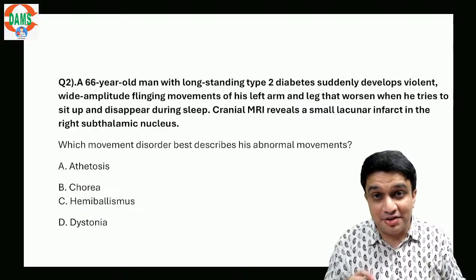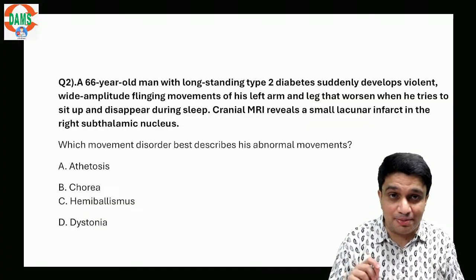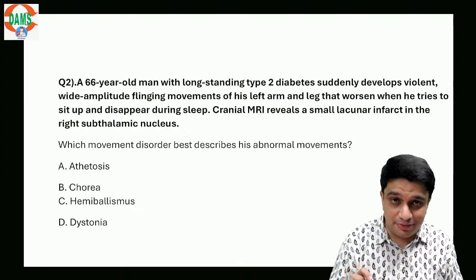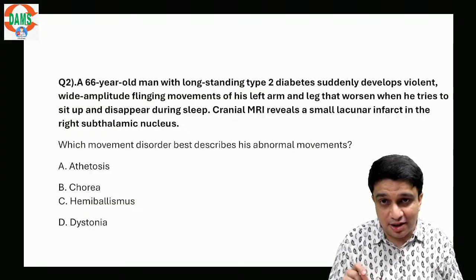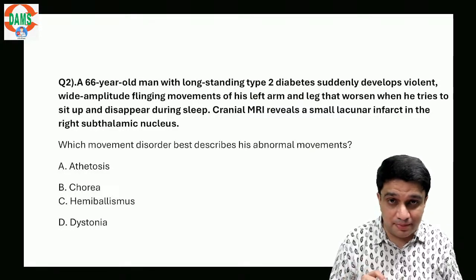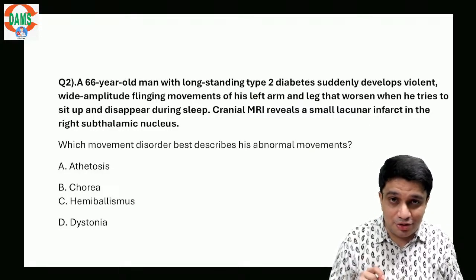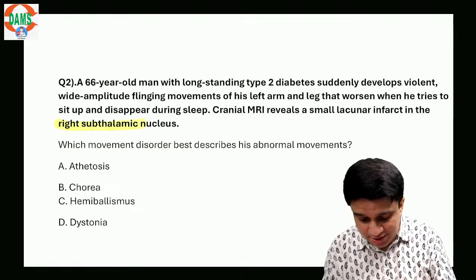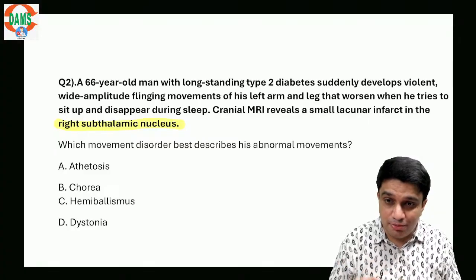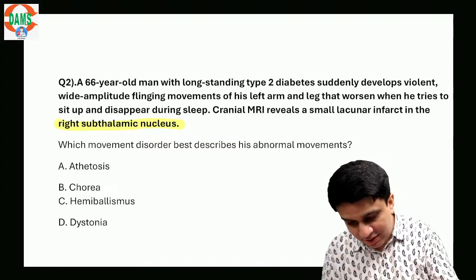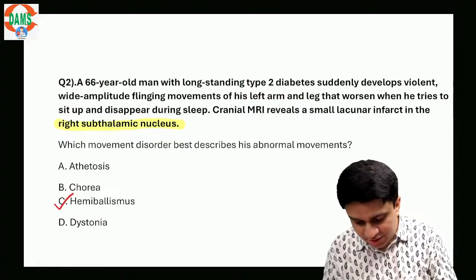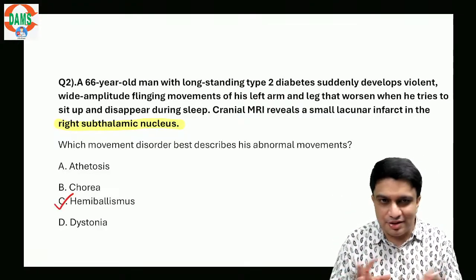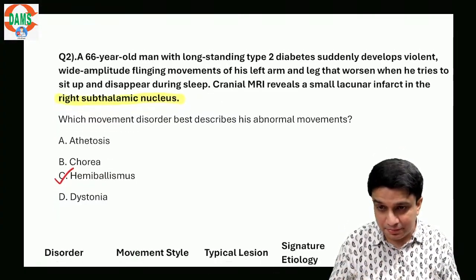Hello. A 66-year-old male with long-standing type 2 diabetes suddenly develops violent, high-amplitude flinging movements of the left arm and leg that worsen when he tries to sit up and disappear during sleep. The question would have been answered, but I made it pretty easy. The MRI is showing a lesion in the right subthalamic nucleus. So what movement disorder is it? The movement disorder here is hemiballismus. This has come in the exam somewhere like this in INI and NEET, both the papers.